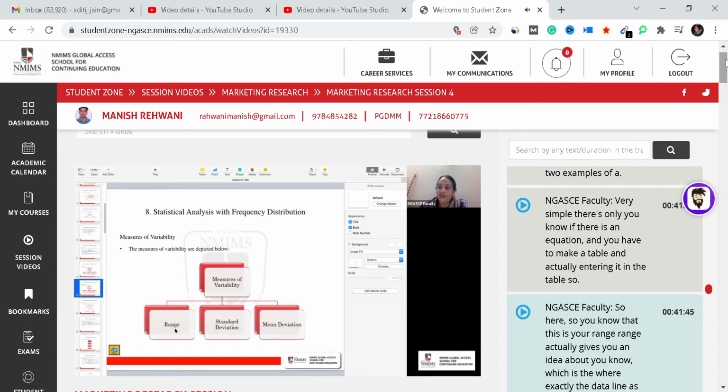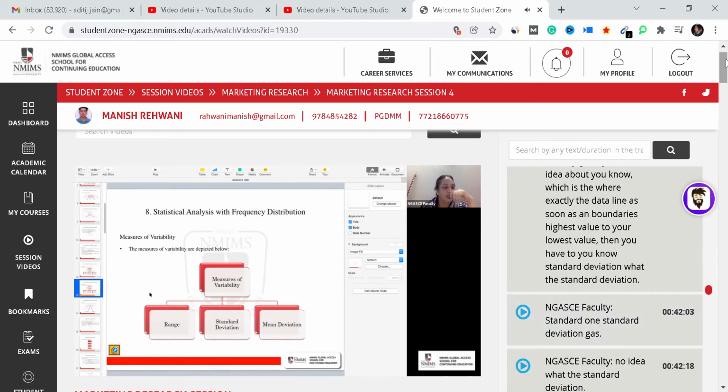So this is your range. Range actually gives you an idea about where exactly the data lie, as in boundaries, highest value to lowest value. Then you have standard deviation. What is standard deviation? What is standard deviation, class?